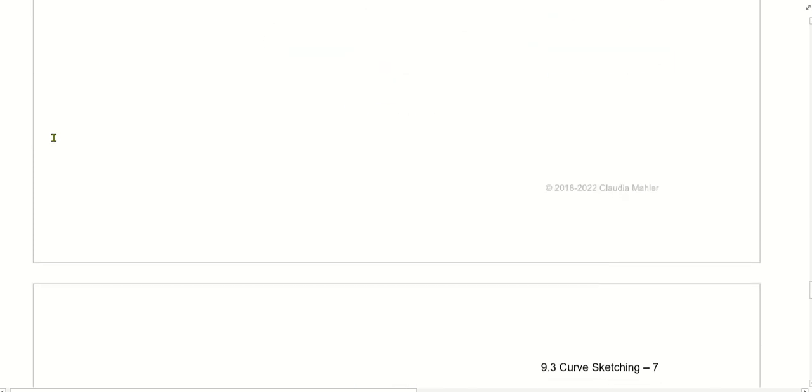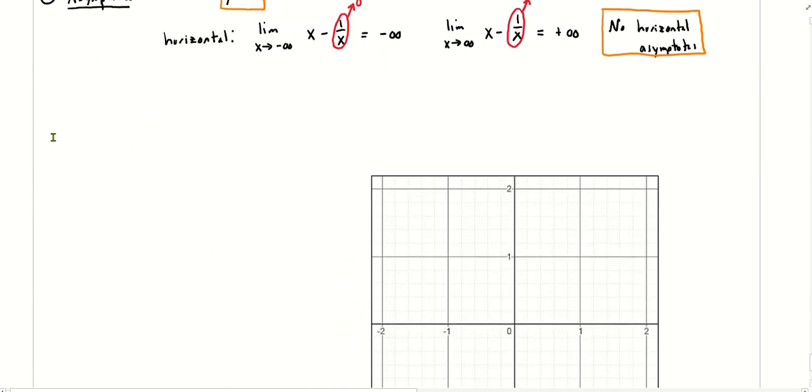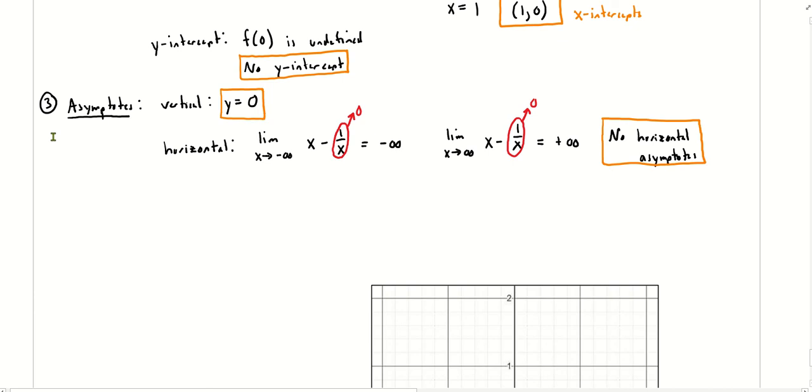So let me scroll all the way back down here. Step 4. This is where we look at the first derivative. Because I'm going to need the first derivative, I'm of course going to want to calculate it. Actually, let me write down our function so we don't have to keep scrolling back up. Our function was x minus 1 over x. So I'm going to write that as x minus x to the negative 1, just to make my derivative a little bit easier to calculate.